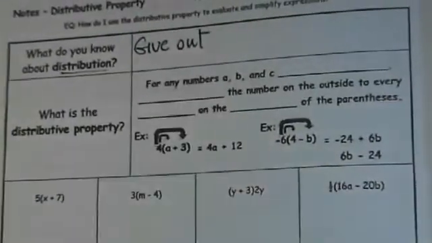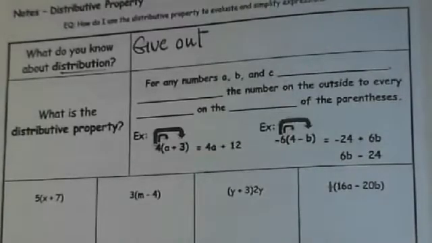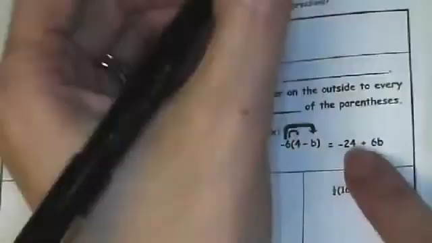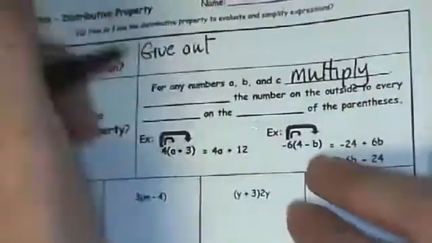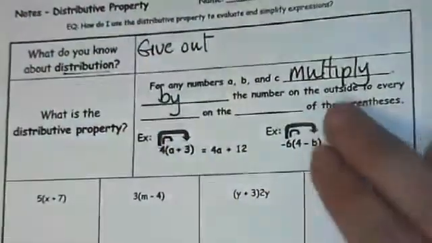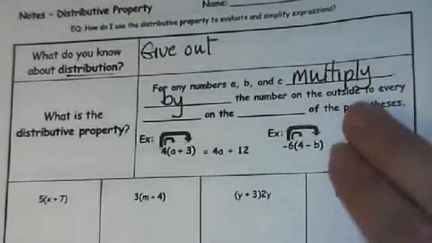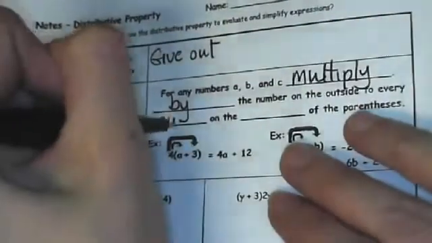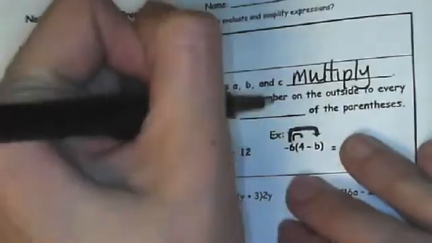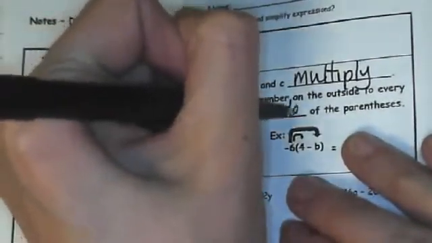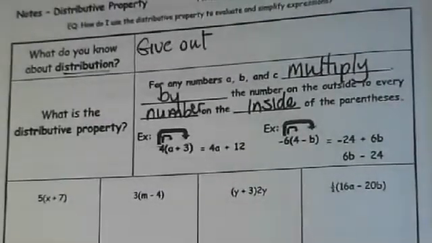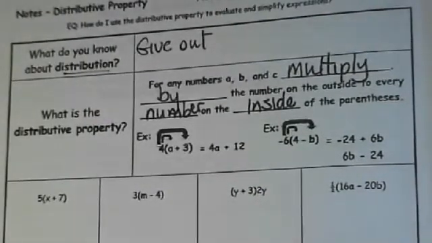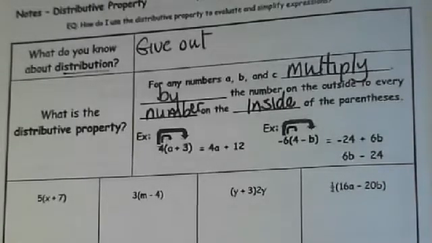For any numbers A, B, and C, okay, you're going to multiply by the number on the outside to every number on the inside of the parentheses. Okay? So you're going to multiply by the number on the outside to every number on the inside of the parentheses.